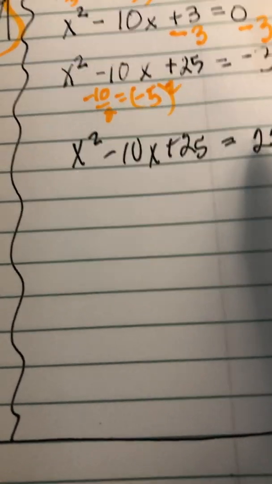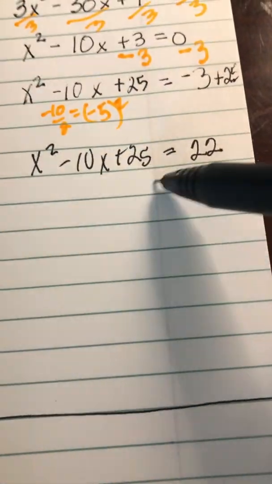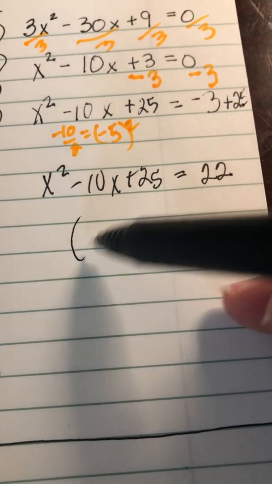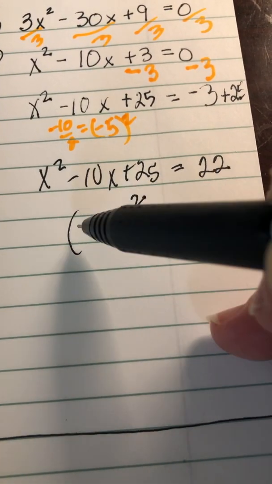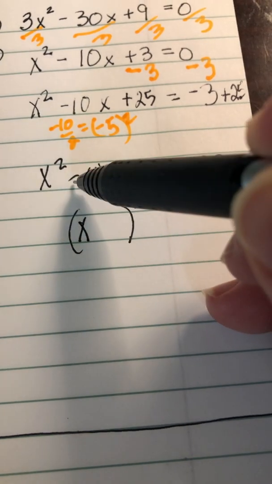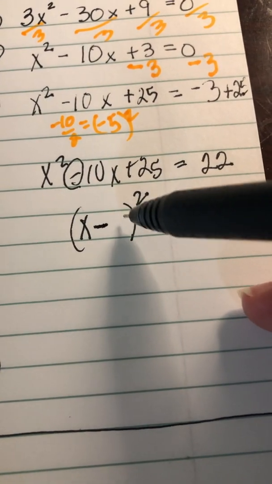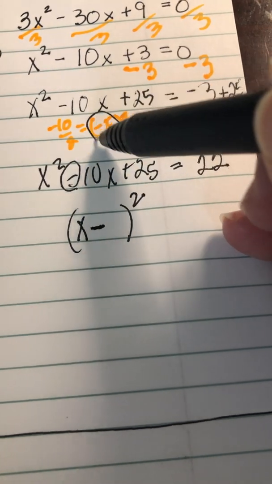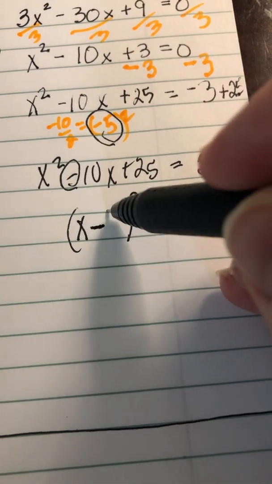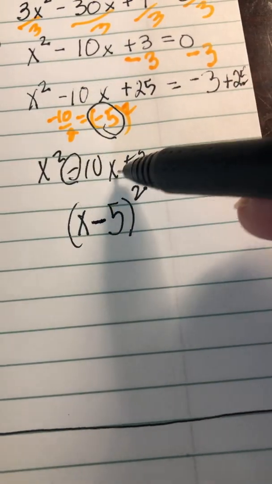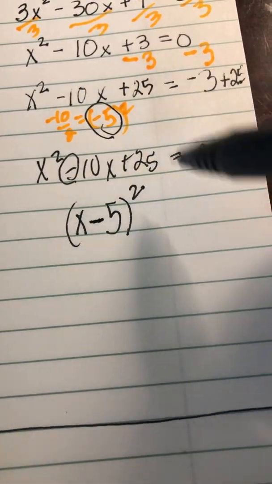Then the fourth step says, now just factor the left side of the equal sign. When you do that factoring, it always turns out that it's going to say x, and whatever this sign was is what's going to go here. And the number that goes here is half of the middle term. So it's 5. So this is factored, it's x minus 5 squared.